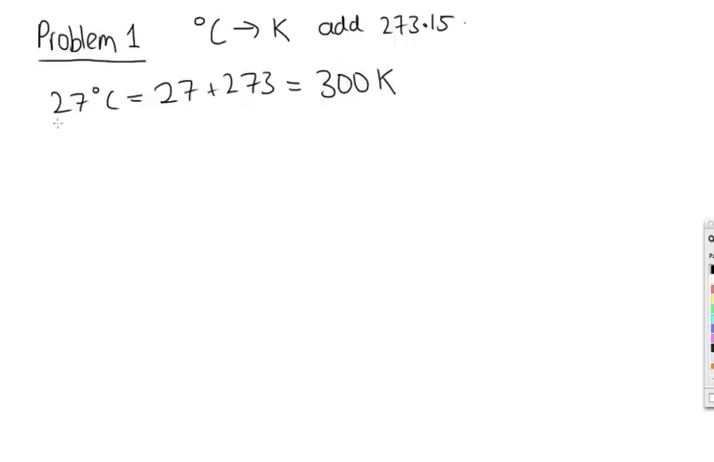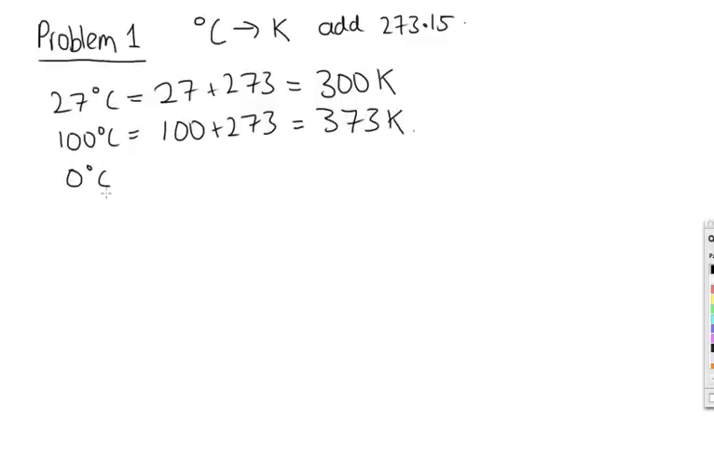Next, we're asked to convert 100 degrees C. So 100 degrees C in kelvins is 100 plus 273, which gives us 373 kelvins. And finally, we're asked to convert 0 degrees Celsius into kelvins. So this is 0 plus 273, which is equal to 273 kelvins.